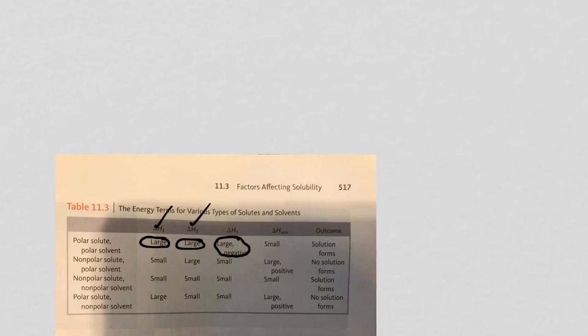Now, the question is how much do they cancel each other out? Sometimes the negative value is a little bit bigger than the two positive values, sometimes vice versa. But because all three of them are large, they kind of cancel each other out. So you get an overall delta H that's a small value, and therefore the solution will form.